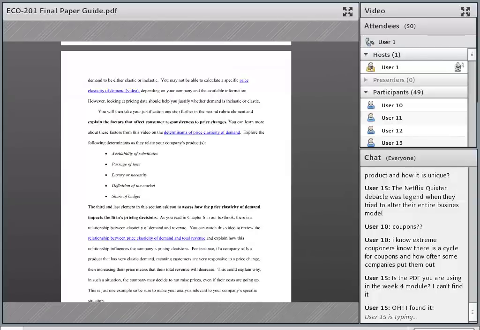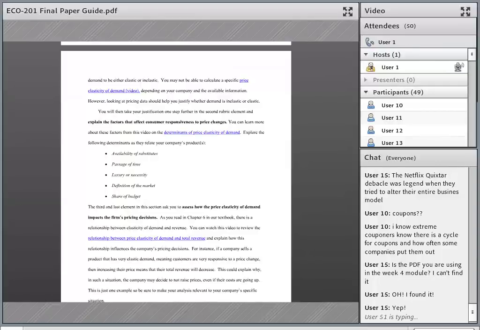All right, so Andy said he found it. He asked if the PDF you're using is in the week 4 module. Yeah, Andy, this is not in the module folder, unfortunately. For those of you who might be curious, it is in the final project supplemental resources. That's where you would find it.